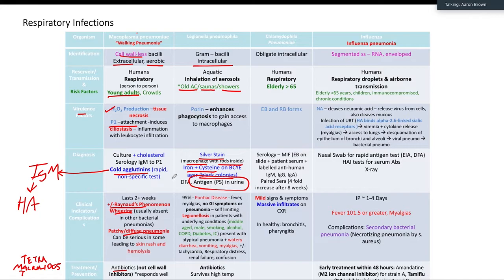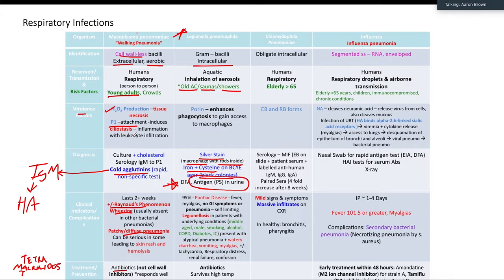There is no other pneumonia where you can pee in a cup and diagnose it, right? Am I wrong? I can't think of anything where you can pee in a cup and diagnose a pneumonia. So Legionella is pretty special for that.